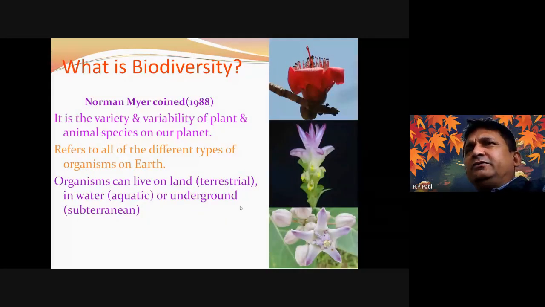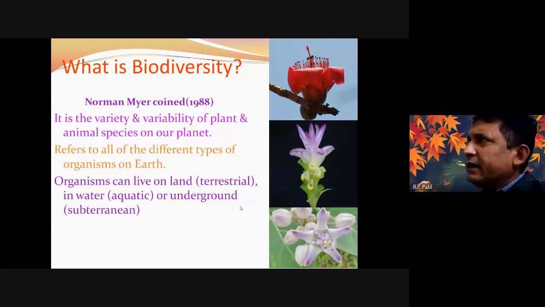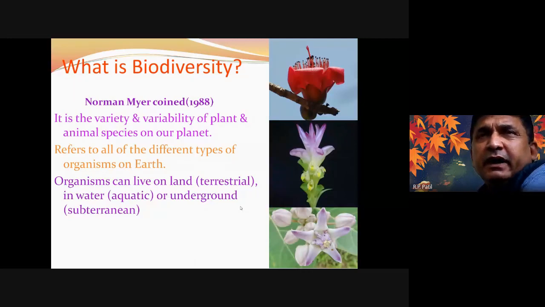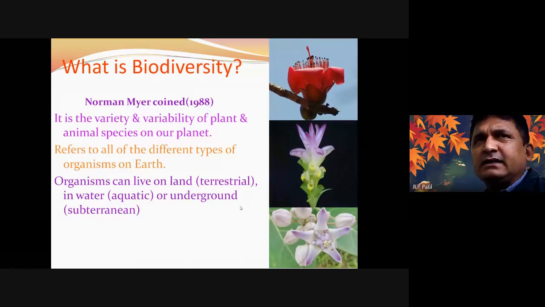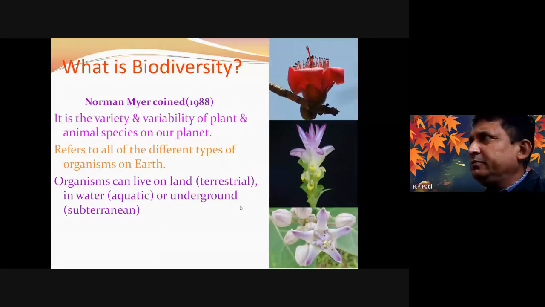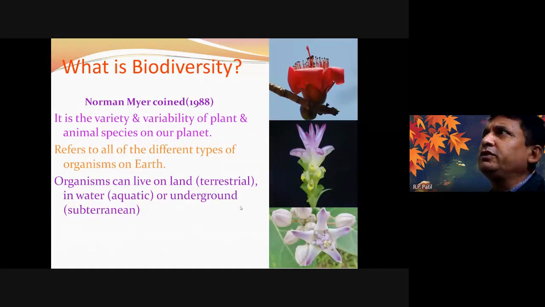So what is biodiversity? This term was for the first time coined by Norman Myers, and it is the variety and the variability of plant and animal species on our planet. The total species, plants as well as animals, along with the microorganisms, contribute to form the biodiversity. This is nothing but the organisms that are present on the earth since the origin of the earth, and till this date, all such organisms share the term biodiversity.